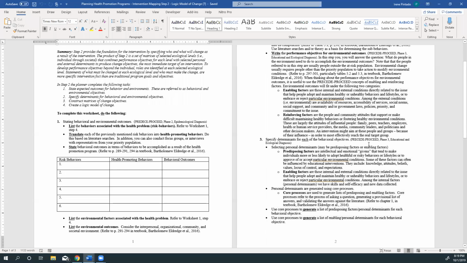Okay, so for each of the behavioral objectives that you pick, and this is why I'm saying you don't have to pick hundreds of them, right?